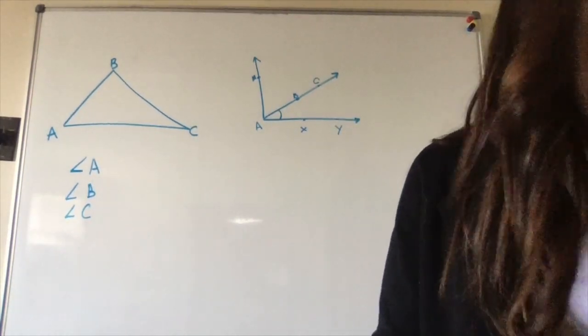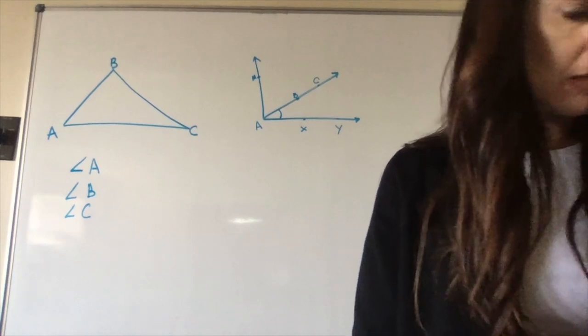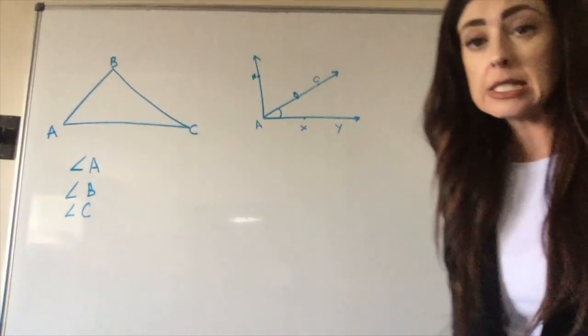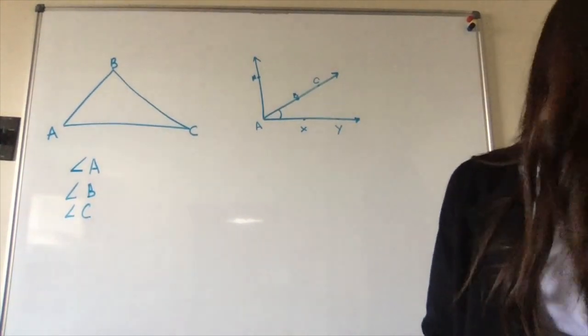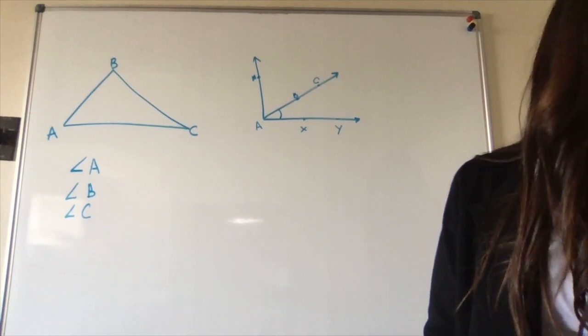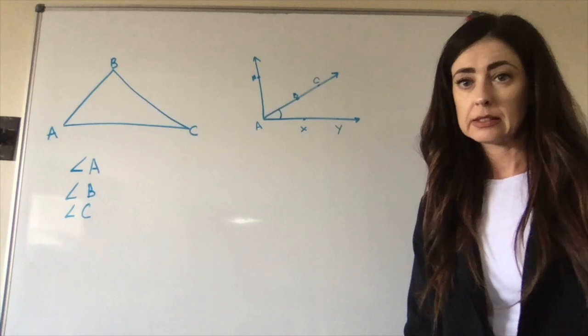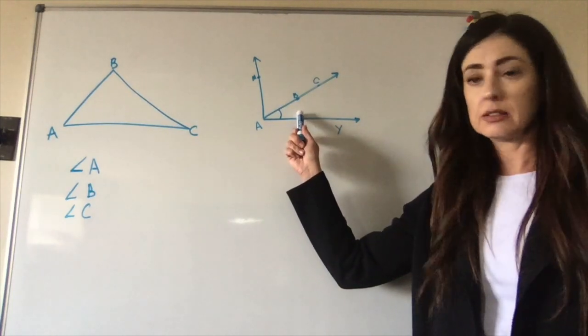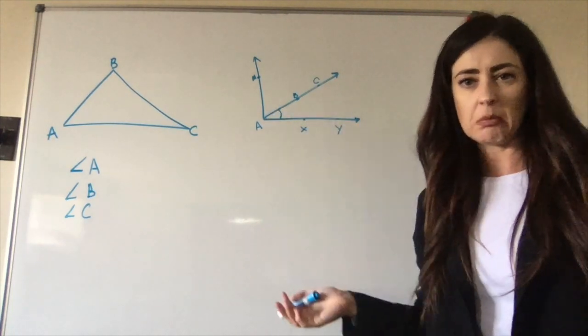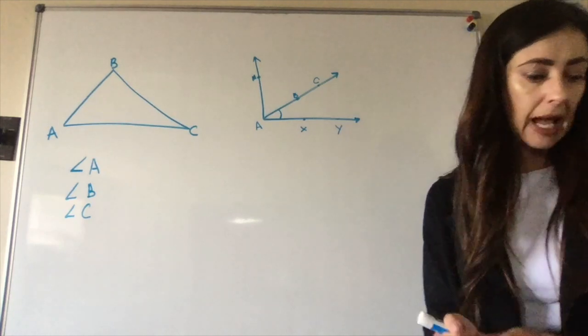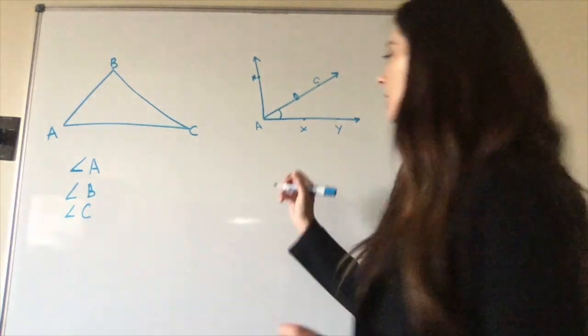Now, when 2 or more angles have the same vertex, sometimes it's actually necessary for us to use 3 letters to name the angle, okay? Because what if I said angle A? Does that mean this angle? Does that mean this angle? Or does that mean them both? So we would have to use 3 letters.